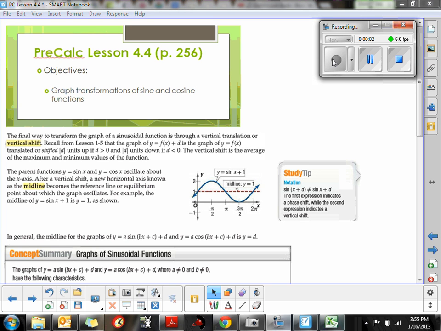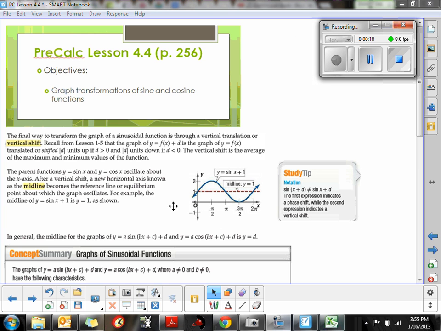The final video that we're going to look at is a transformation of moving the sine or cosine curve vertically up and down, which is a vertical shift or vertical translation. What we're going to be doing is moving the midline up or down. Up to this point, our graphs have always been centered on the x-axis.